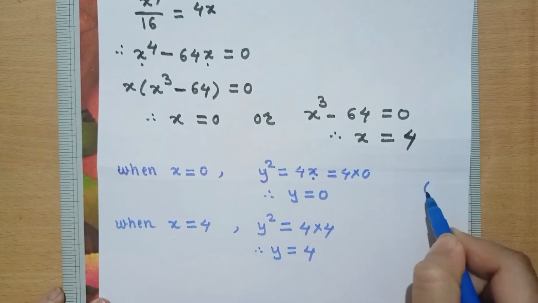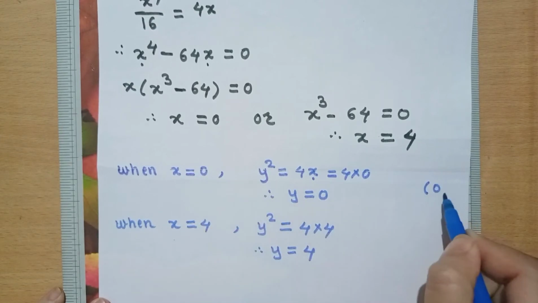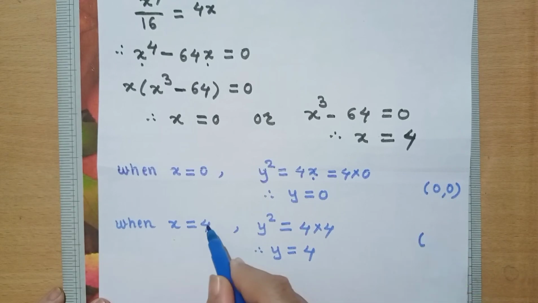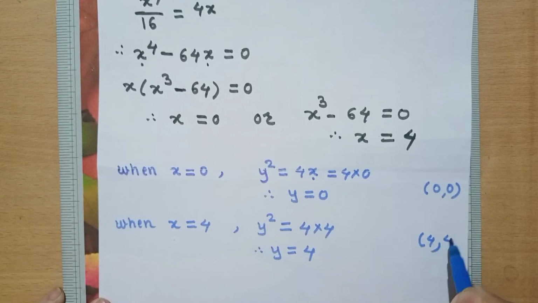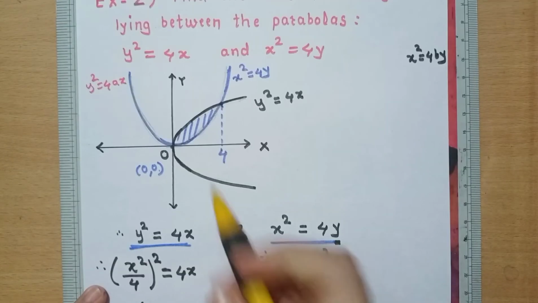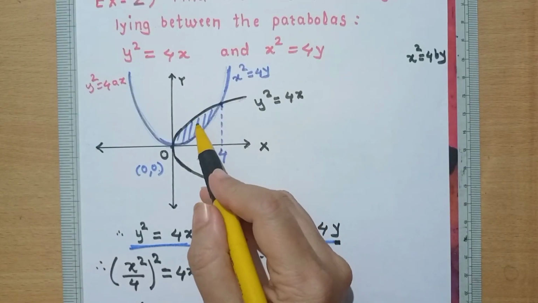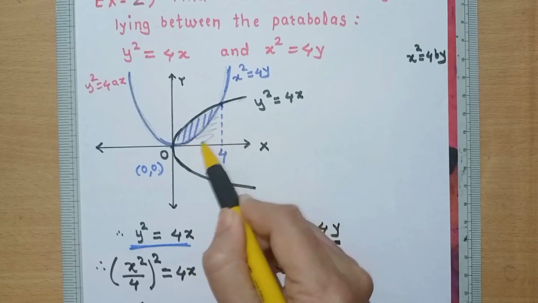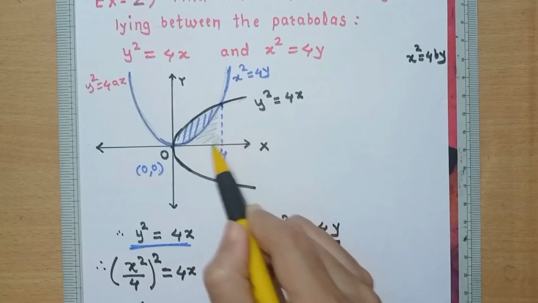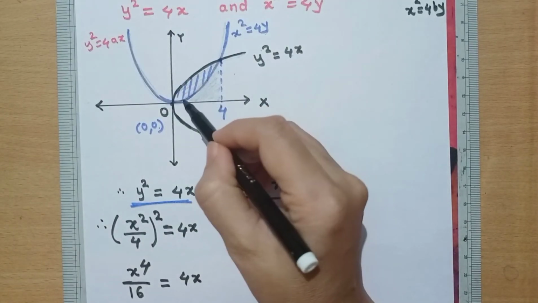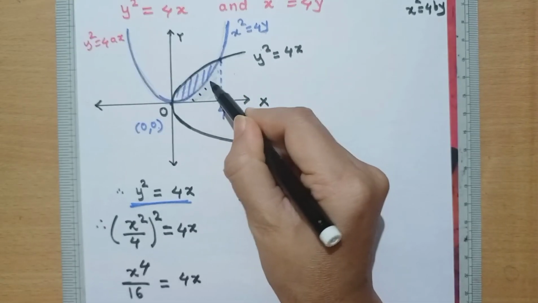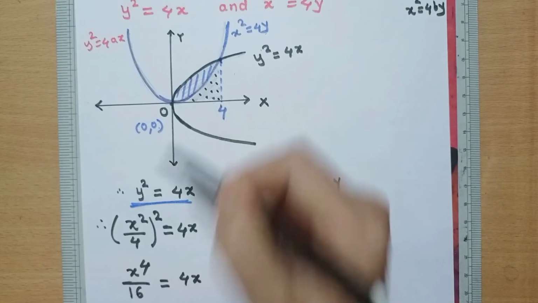So this coordinate is x is 0, y is 0, that means 0, 0. This is the origin, we know, and this coordinate is when x is equal to 4, y is also 4. So the second point of intersection is 4, 4. So to find this required area, we have to find first the area under the curve y square is equal to 4x, and from this area we will subtract the area under the curve x square equal to 4y.